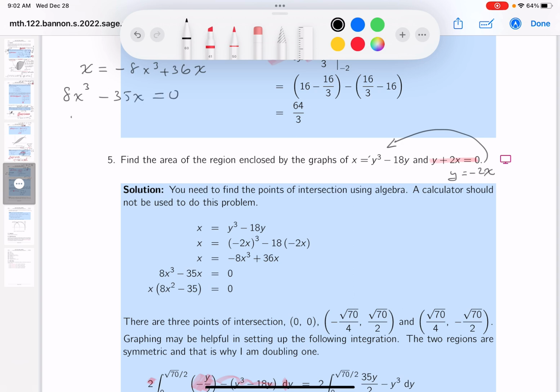I'm going to factor this. x comes out. And what are you left with? It looks like you're left with 8x squared minus 35 equals 0. So there are three solutions to the problem. One of the solutions would be x equals 0. The other solution would be, let's be careful here, x equals the root of 35 over 8. And the other one is going to be x equals minus root 35 over 8.